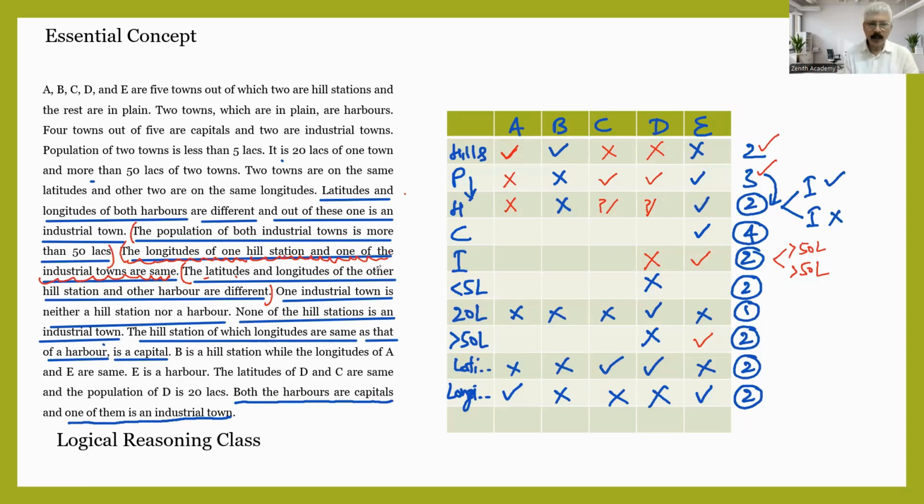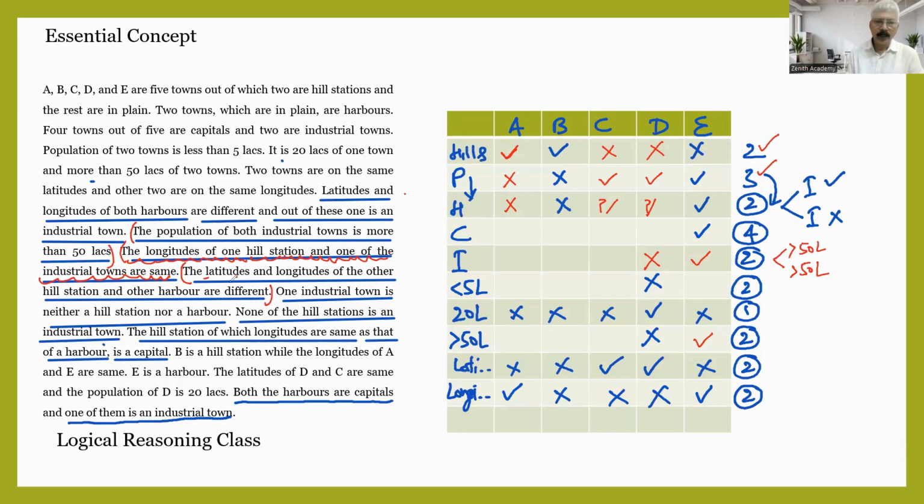So here, the latitude and the longitude of the other hill station and other harbor are different. So okay, the harbor may be between C and D, one of them. So B is a hill, so B and C, no longitude same. If D happens, then B and D, okay, neither latitude nor longitude same.